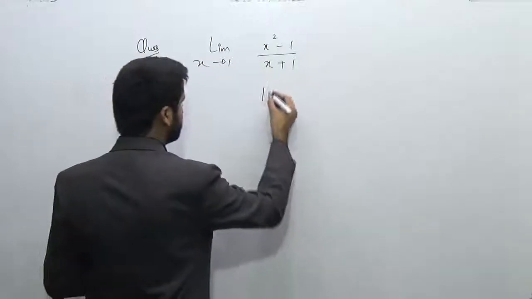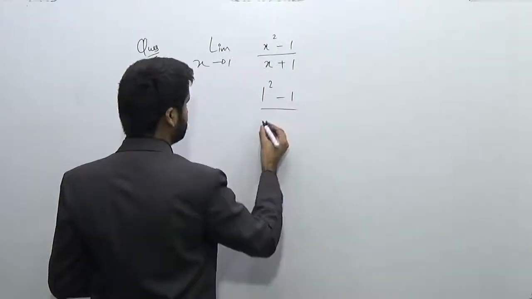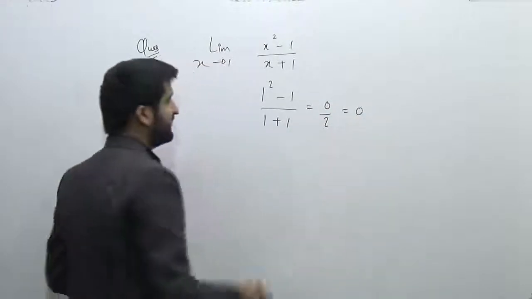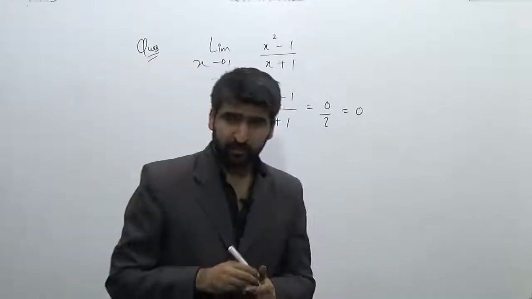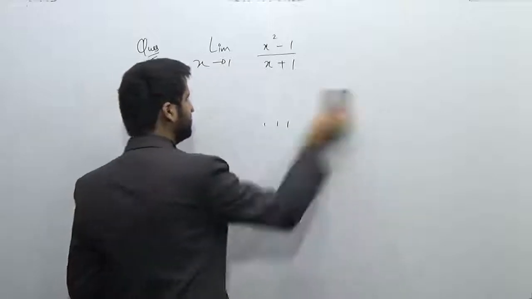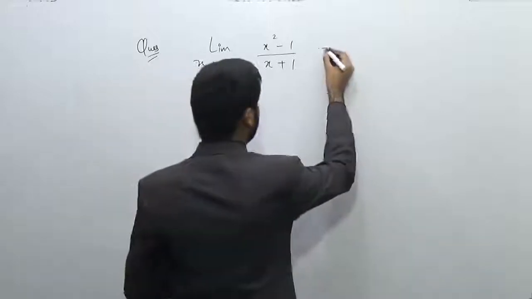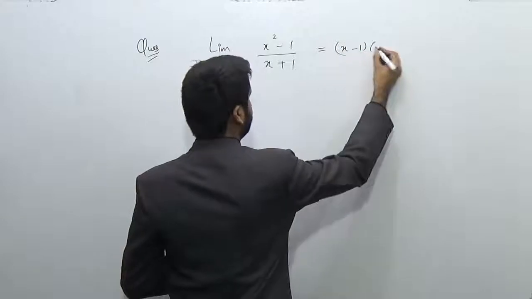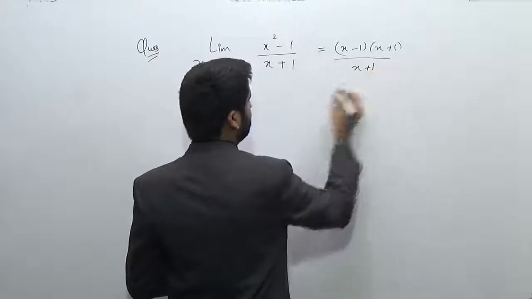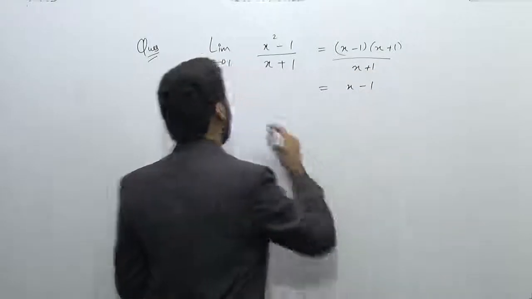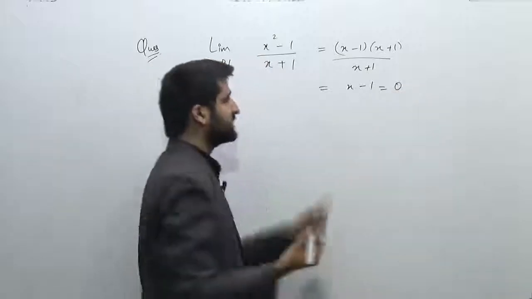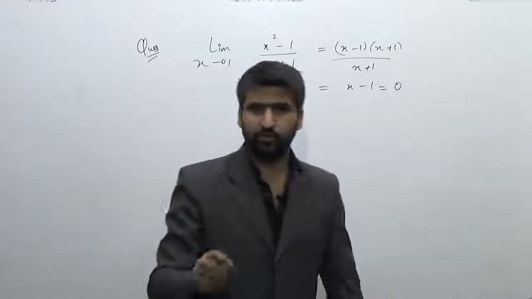Okay. If I substitute the value, this comes out to be 1 square minus 1 upon 1 plus 1. This is equal to 0 upon 2, which is equal to 0. So we can say that the limit of this function is equal to 0 in this case. Or you can solve it like this: this is equal to (x minus 1) into (x plus 1), by the basic identity a square minus b square equals (a minus b)(a plus b). And this will be equal to x minus 1. So as x approaches 1, this thing will become 0, because as x approaches 1, 1 minus 1 will be equal to 0.